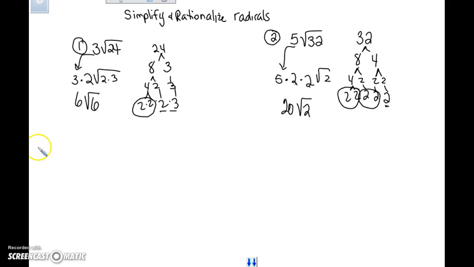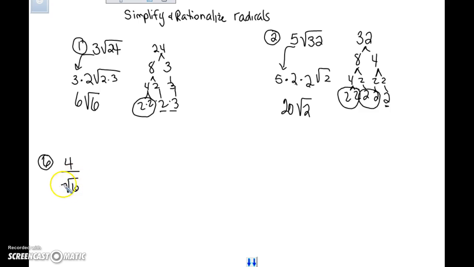All right. We're going to jump down to number 6. Rationalizing a denominator. It's not proper to leave a radical in the bottom of a fraction. So we're going to do what's called rationalizing. So we can't have any square roots here.